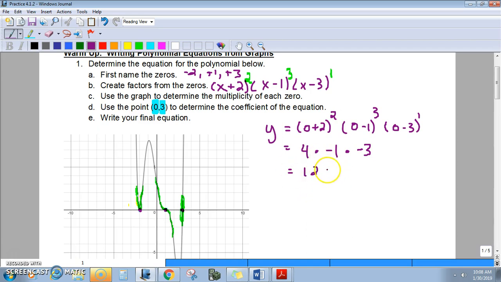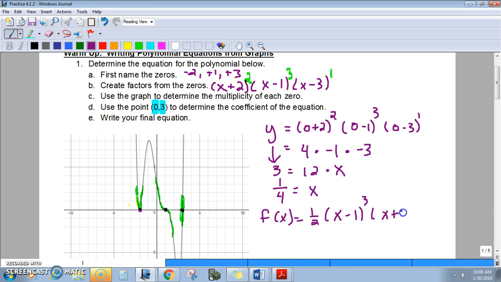So the question is, what can I multiply by that will give me 3 instead of 12? And I just have this little mini equation. So if I divide both sides by 12, I get x equals 3 divided by 12, what, 1/4? 0.25. Okay, so that's the coefficient. So the final equation is going to be, let's do an f of x. f of x equals 1/4 times x minus 1 cubed. I'm going to go with my highest degree first, times x plus 2 squared times x minus 3.